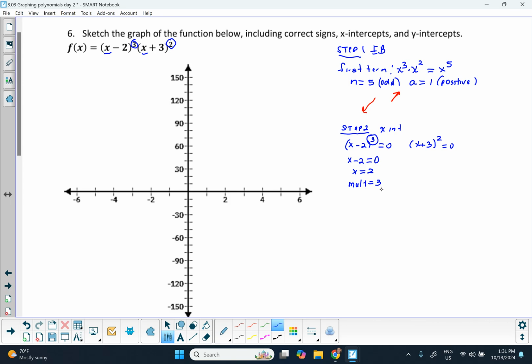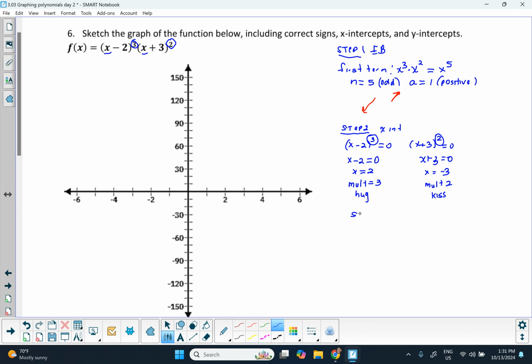When you have an odd multiplicity other than 1, it means that the function is going to hug the axis at that root. I'm going to do the same thing for the other factor. And we get the second root is negative 3. And since the exponent is 2, we have a multiplicity of 2. When you have an even multiplicity, 2, 4, 6, 8, and so forth, the function's going to be tangent at that root, or it's going to kiss the x-axis at that spot.